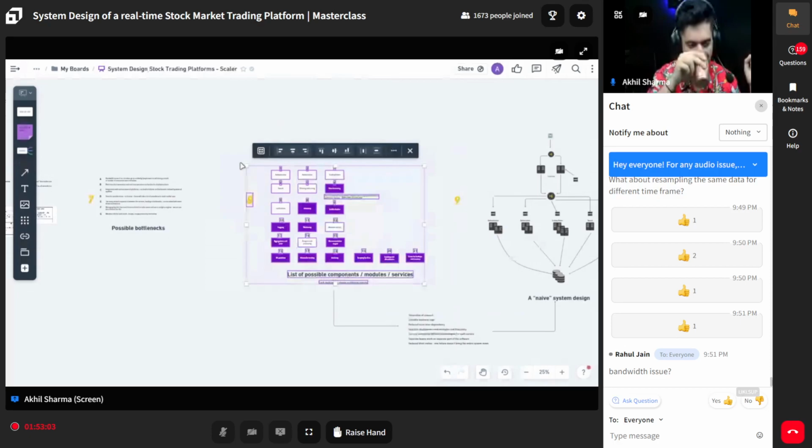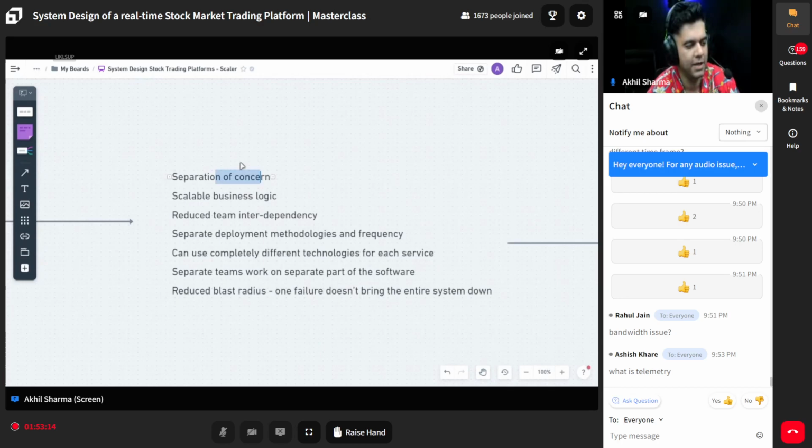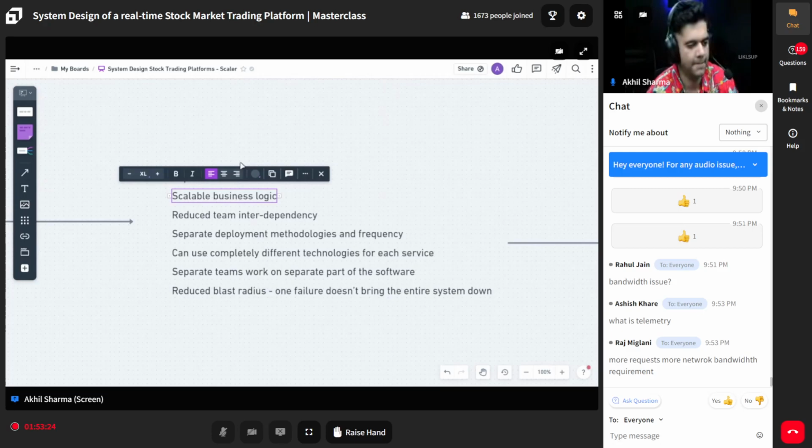Now, when we have information of these possible components, and we have information about, let's say, separation of concern, we know that there should be services for every different thing. So this is separation of concern. We know that the business logic needs to be scalable. So that's why you need to have multiple services. We can design a naive system, a very, very naive system.